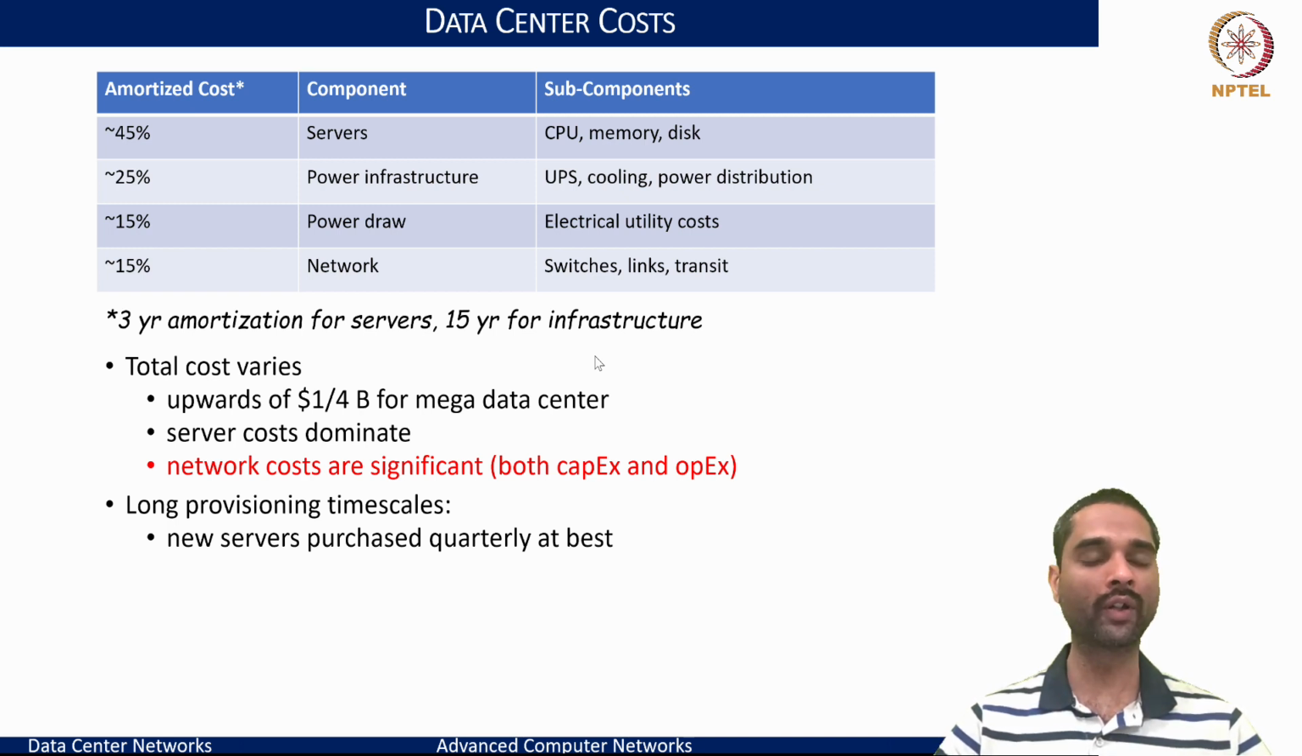And when we say network, that's basically the switches, the links, the transit links, and the management of all of them. So you can see 15% is not a small component when we are talking about billions of dollars that you had to invest for bringing up the macro data centers. So it becomes important to manage these devices properly so that we are able to reduce both the capital expenses as well as operational expenses.